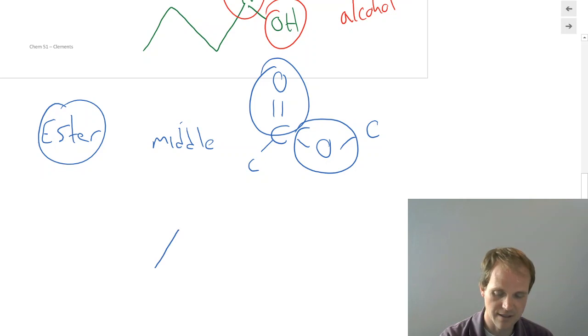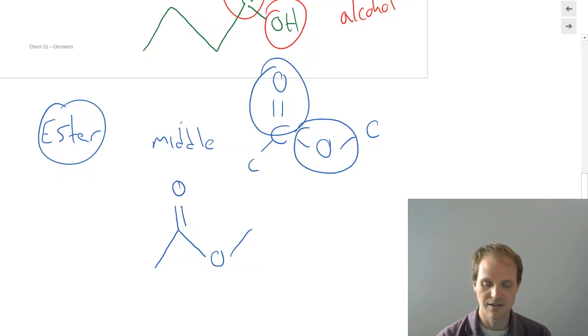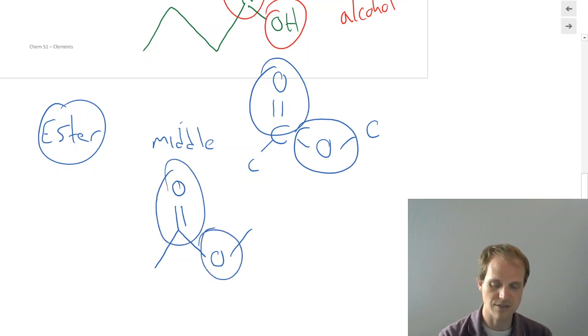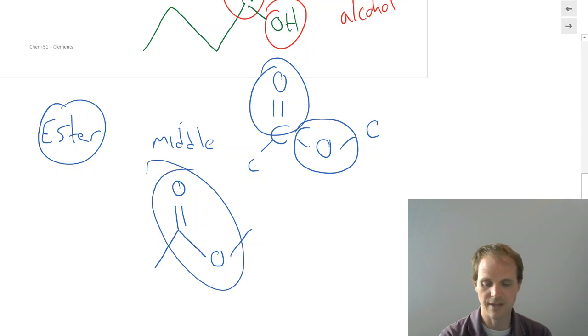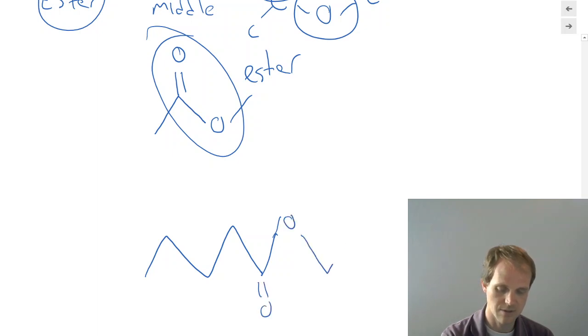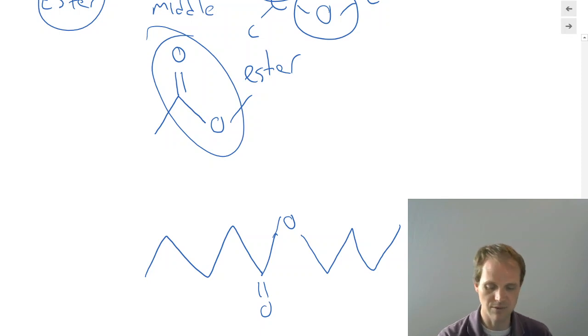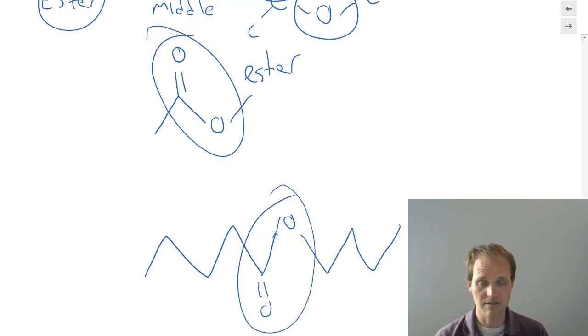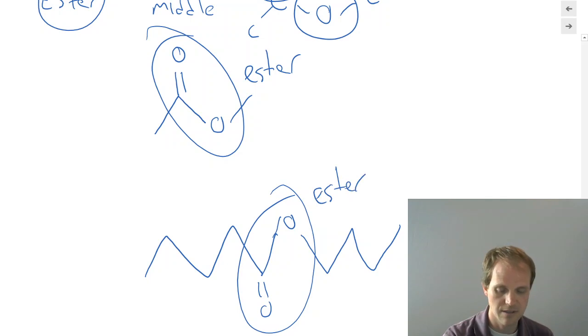What does that look like? There's one of the simplest esters right there. You've got a C double bond O next to an oxygen with carbon on both sides of it. And this whole thing together is your ester. And again, it can be more complicated than that. It can be big, long molecules, but you've got carbon double bonded to oxygen next to oxygen with carbons on both sides. That, my friends, is your ester.